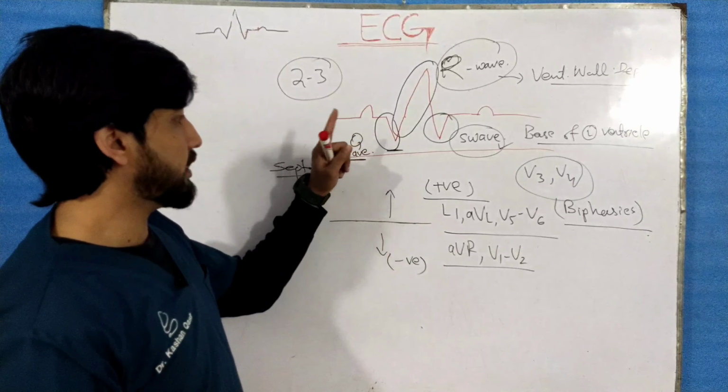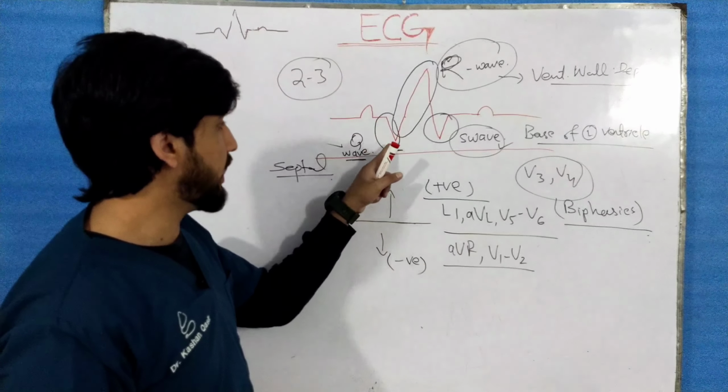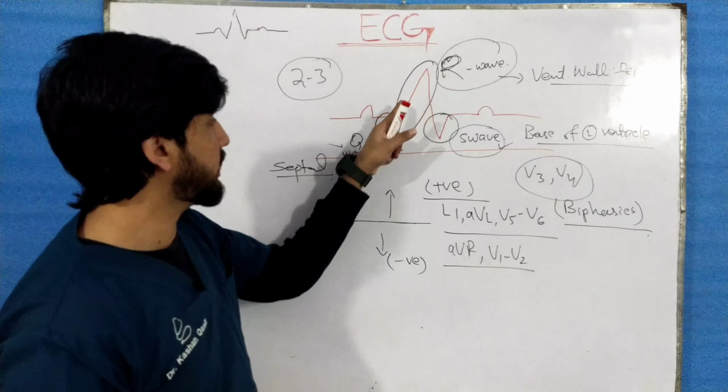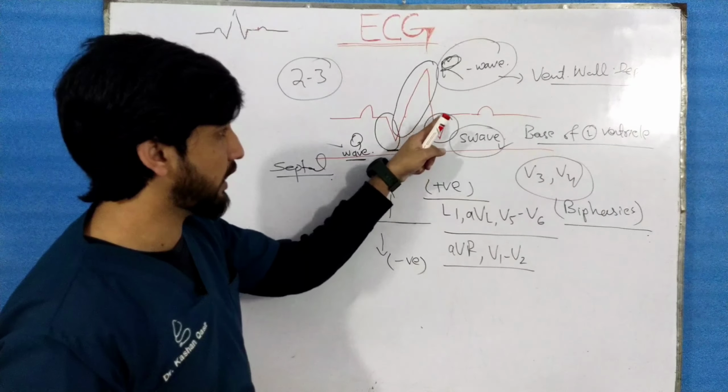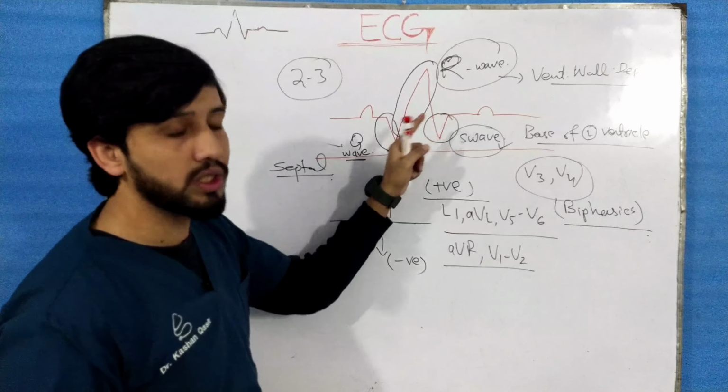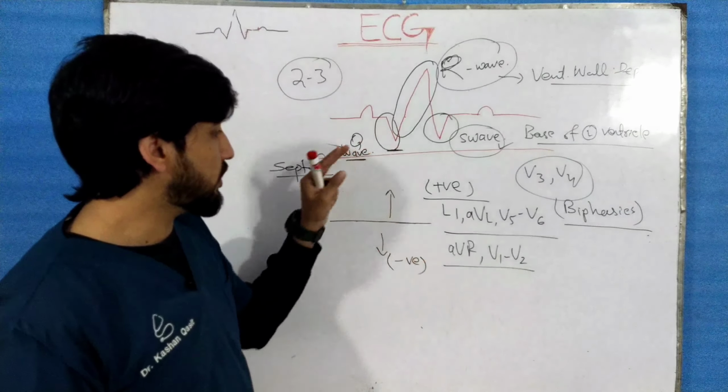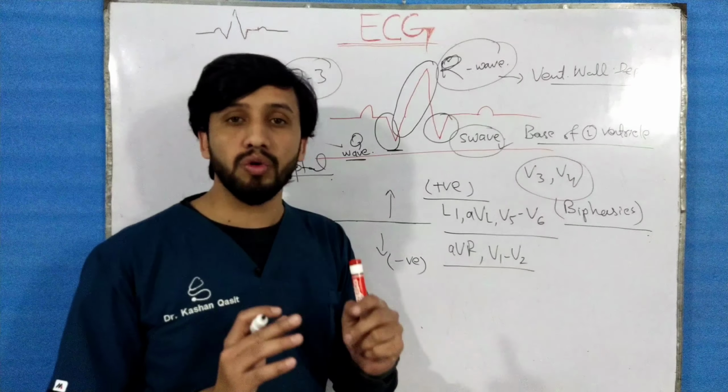So first part is downward, and then it is moving above the isoelectric line, and it is upward, which is R wave, and finally here is the S wave, which is again downward or below the isoelectric line. So this was all about the basics of QRS complex.